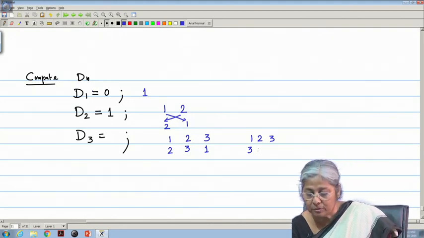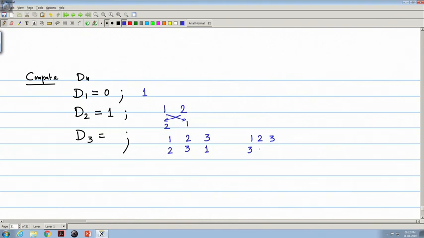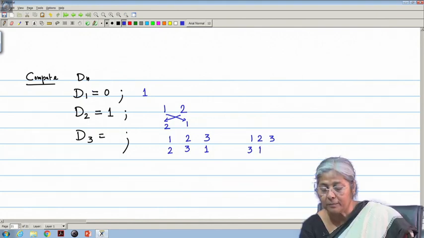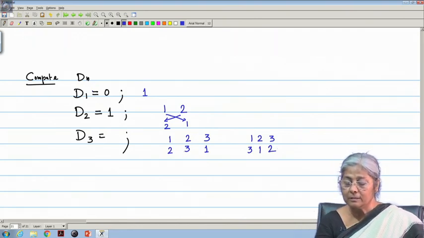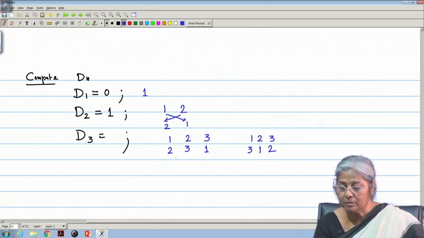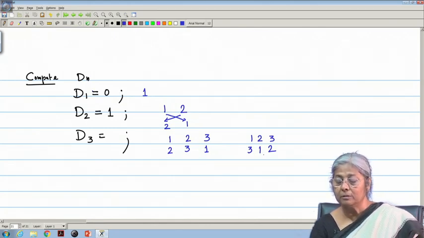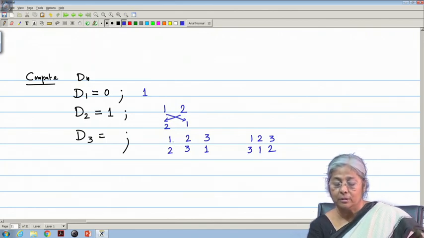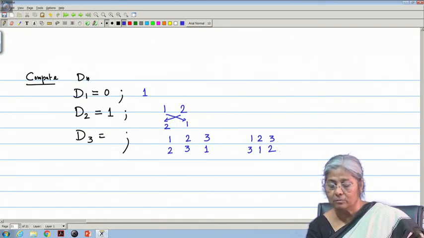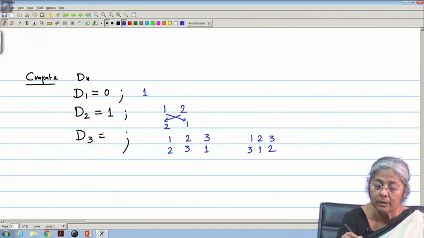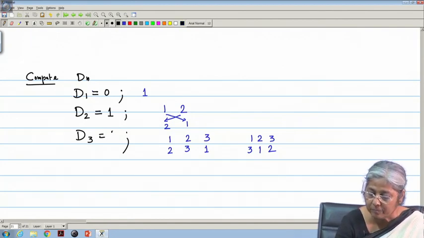So, this is a derangement. And for 3, similarly, I cannot put 2 here, I have to put 1, then 2 will be here. So, these are the 2 permutations where no one gets his proper position: 2 3 1 and 3 1 2. So, I have D3 equal to 2.